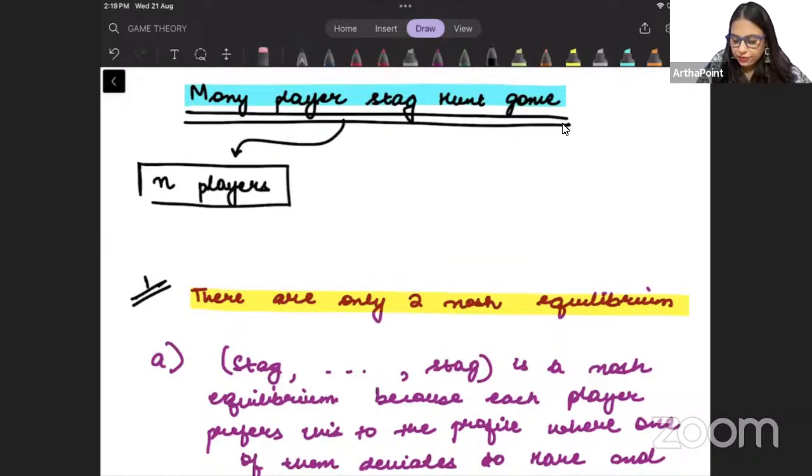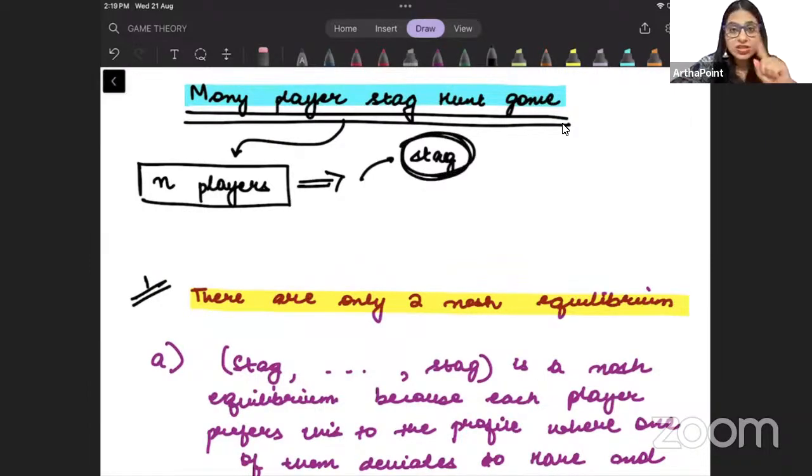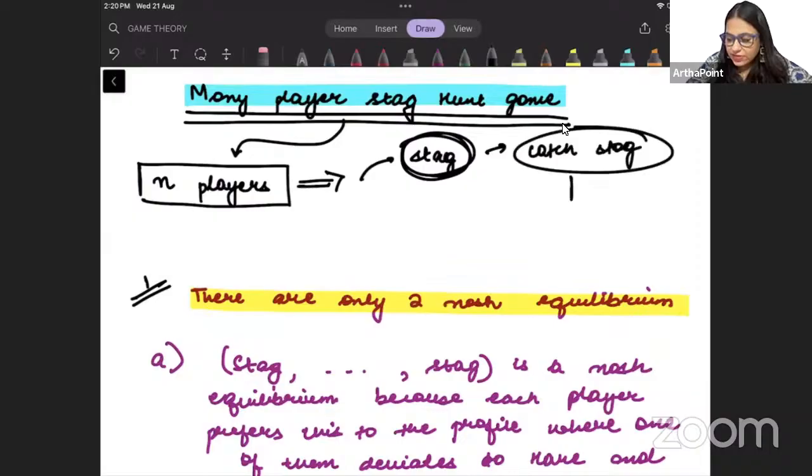The game says that there are n players. If all these n players are together looking for the stag, and no one is looking for a smaller animal, all of them are hunting the big animal together, only then will they be able to catch the stag. And if they catch the stag, only then will they get the benefit from it.